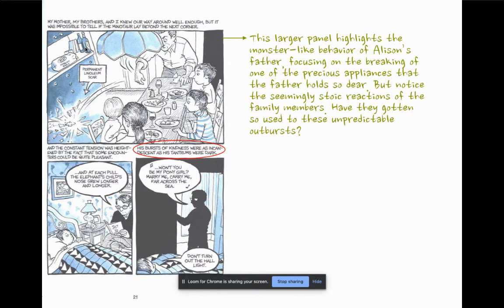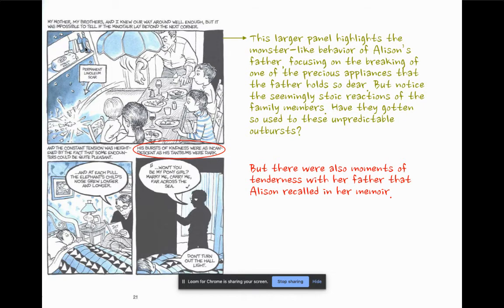You would notice on this panel that it shows the dad being monster-like, being Minotaur-like. Here he's breaking one of his precious items, appliances, which he holds very dear. But also notice how the reactions of the family members are quite stoic. Perhaps they've become used to this kind of unpredictability, these outbursts. But at the same time, Allison also recalls some tender moments with her dad. And there are other pages that show Allison also trying to express how there were attempts from both her and the dad to have those tender moments.